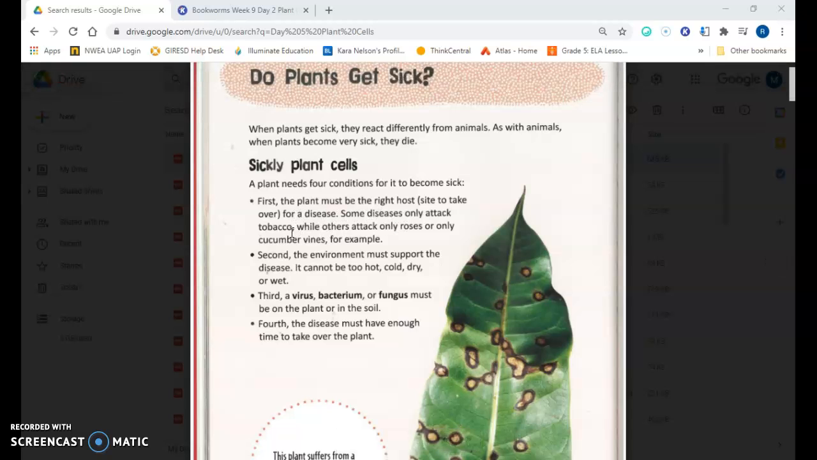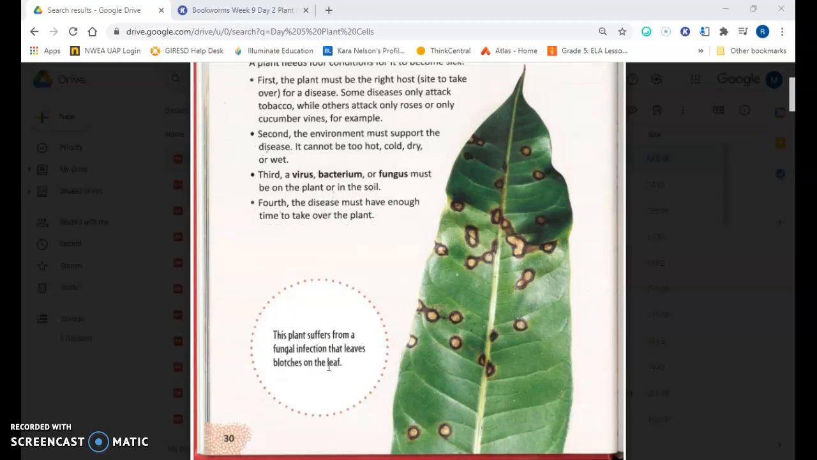Some diseases only attack tobacco, while others attack only roses or only cucumber vines, for example. Second, the environment must support the disease. It cannot be too hot, cold, dry, or wet. Third, a virus, bacterium, or fungus must be on the plant or in the soil. Fourth, the disease must have enough time to take over the plant. This plant here suffers from a fungal infection that leaves blotches on the leaves.